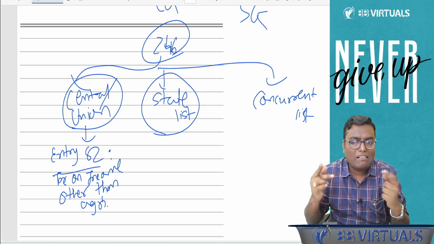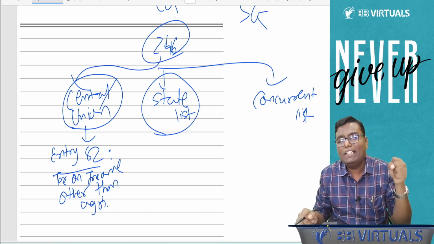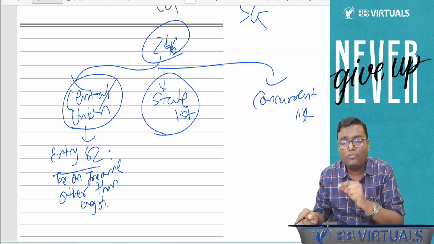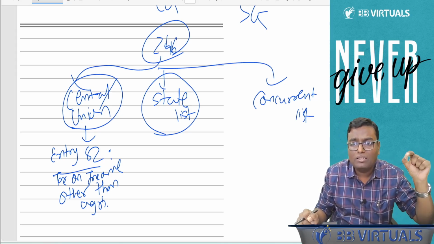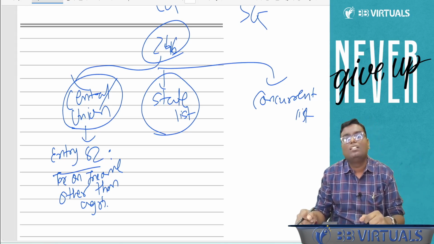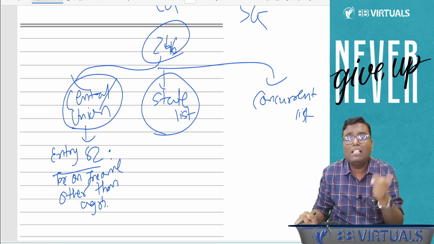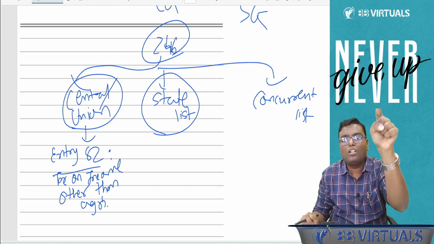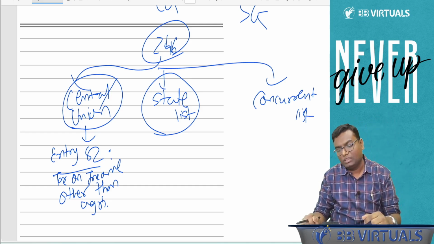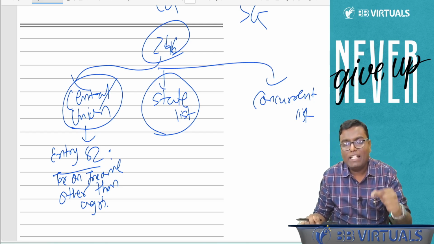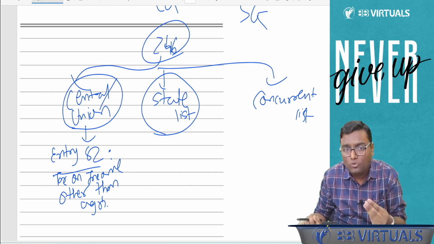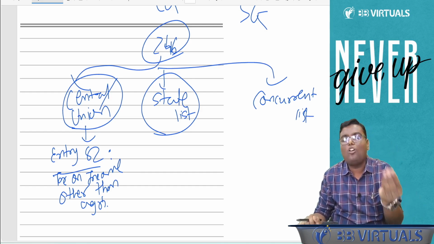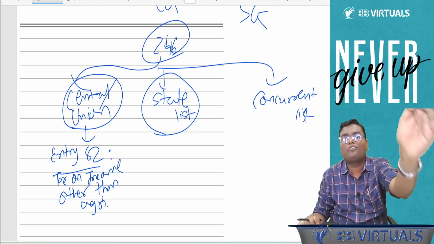So tell me, if I ask you, the power to collect income tax is derived from which article, which list, which entry? What will be your answer? Entry number 82 of central list of article 246 of constitution. Repeat it with me. Income tax power is given through which particular entry? Entry number 82 of central list of article 246 of constitution.